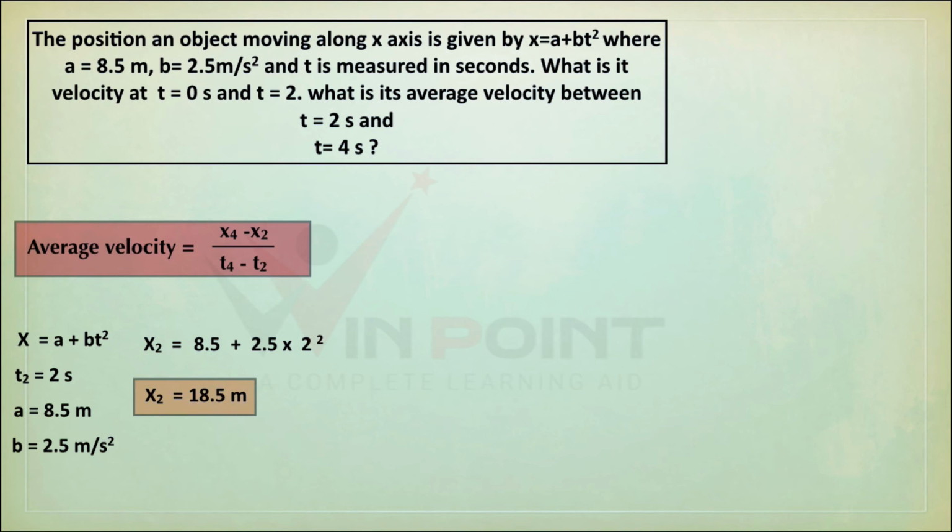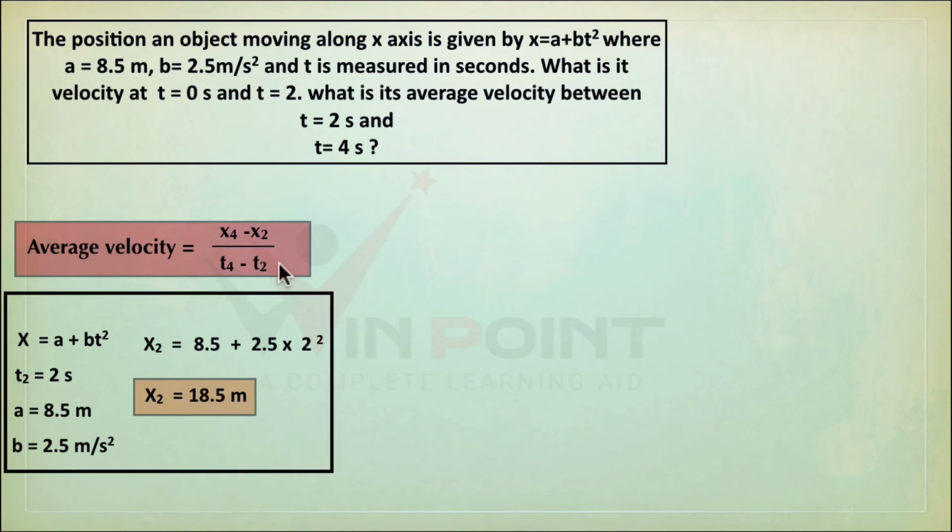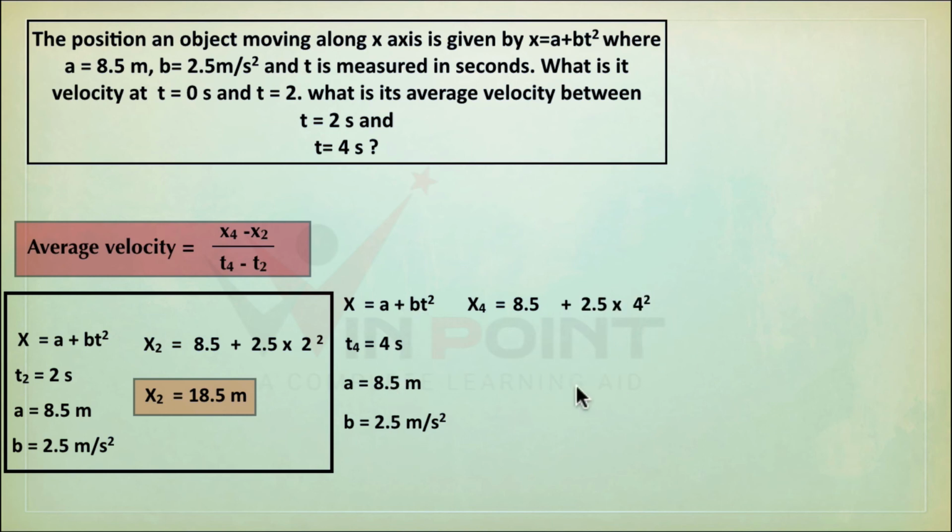We got x2 now. Now what about x4? The equation is x equal to a plus bt square, and t4 is equal to 4 second, right? And a is given in the question, 8.5 meter, and b is 2.5 meter per second square. It is also given in the question, right? And x4 is equal to, what is the value of a? 8.5 plus, what is the value of b? 2.5 into, what is the value of t? 4, so it will be 4 square. When we are solving it, we will get 48.5 meter. 2.5 into 4 square is 40, and plus 8.5, it is 48.5 meter.